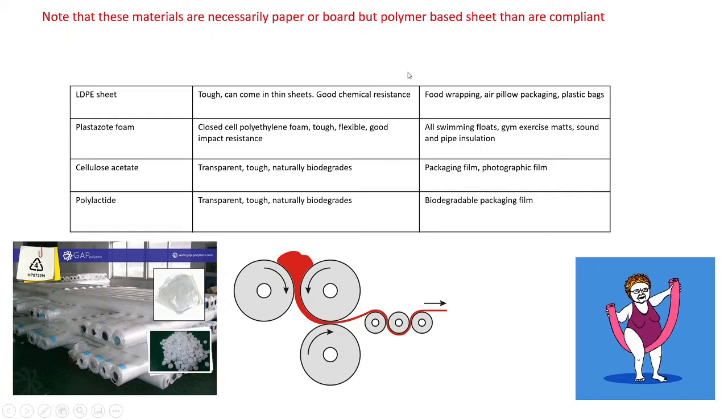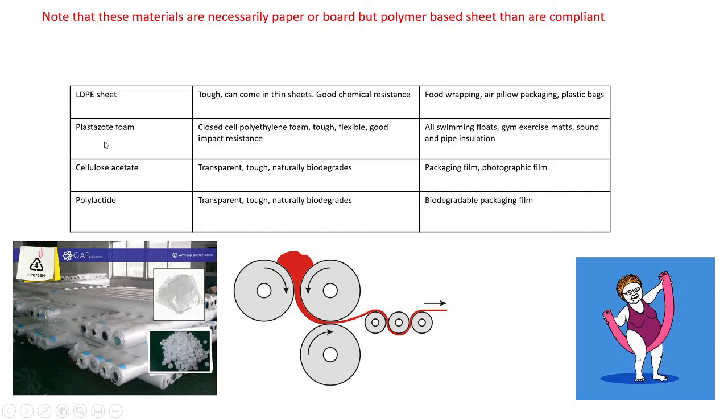So it's used quite a lot for food wrapping, think cling film, that sort of thing. Air pillow packaging: back in the day they used to have the styrofoam peanuts, but nowadays if you buy things and you get the little bags of air that essentially stop things from breaking, that's what that is. And then it's dead easy to recycle. And plastic carrier bags as well.